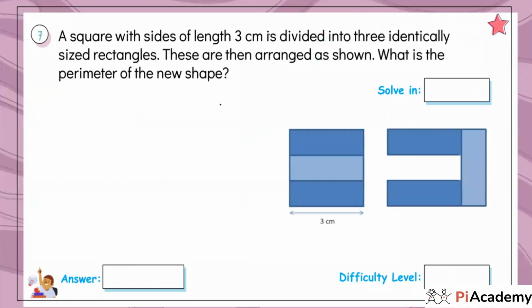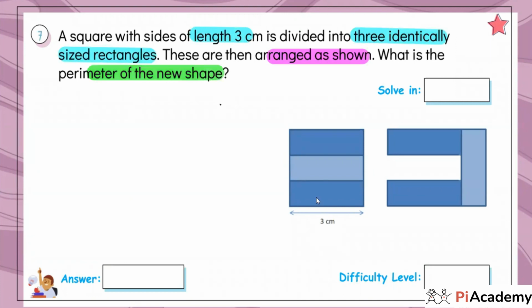Okay, so let's move on to the next question. And let me select who is going to read this question. Samiksha. Please read this. A square with sides of length 3 centimeters is divided into 3 identically sized rectangles. These are then arranged as shown. What is the perimeter of the new shape?